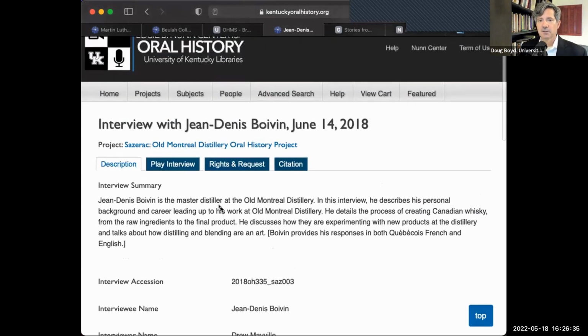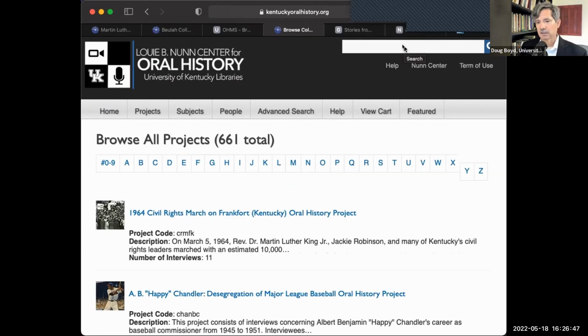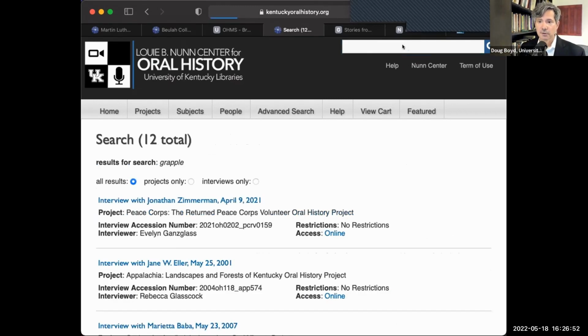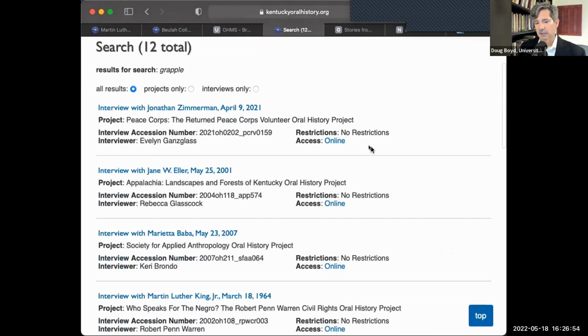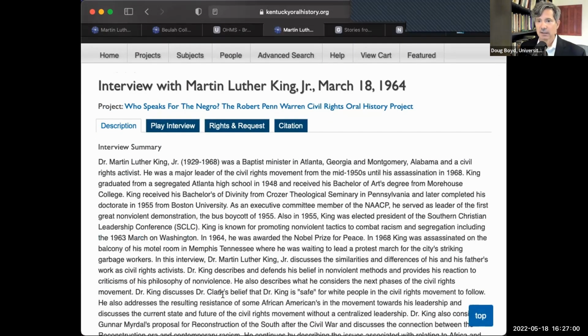So this whole system here that we're just looking at is where all 16,000 plus interviews, almost 17,000, are located, where you can browse our projects and you can search across all. And because of the indexing and the searchable transcripts, the search is literally part of this. So Martin Luther King talks about grappling with this and that. So when you search on the word grapple, which is a word that would never appear in metadata, it actually takes you to his interview because it appears in that transcript.